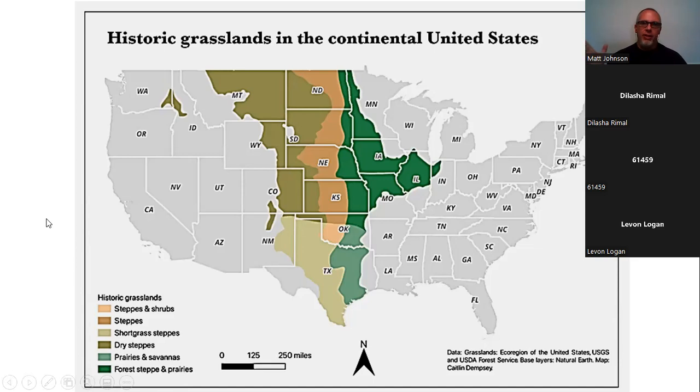So here, it's listed historic grasslands, and then it's color coded based on what type of vegetation is found in those areas, right? So that dark green is forest, steppe, and prairies, up to that light brown color, which is steppes and shrubs. And then the whole idea of these types of maps is to place that information visually, so you can visually locate where it appears on any place on the earth.